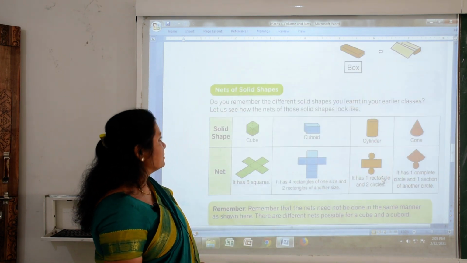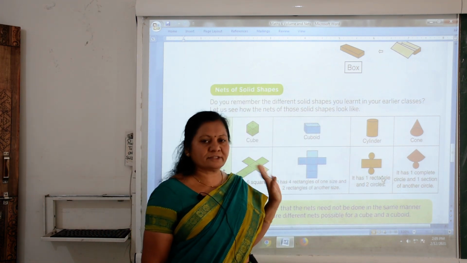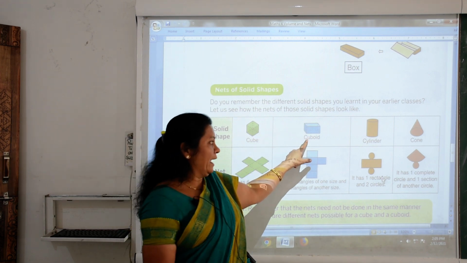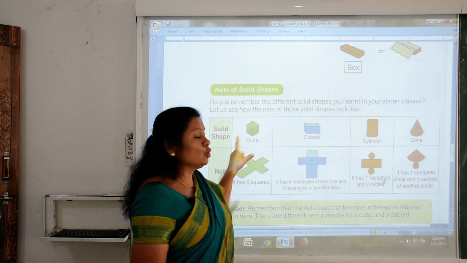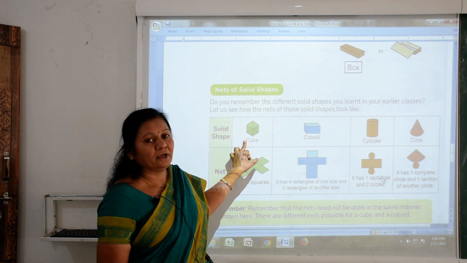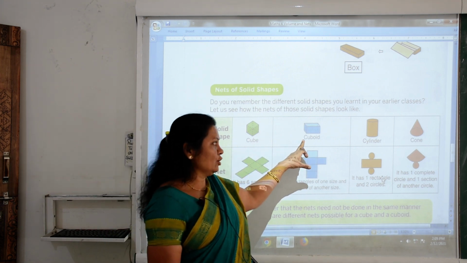Now nets of shapes. Here you are shown different solid shapes: a cube, a cuboid, a cylinder, and a cone. And here the cube, which type of shape is shown in the cube? A cube has square faces. Okay, and this is a cuboid.